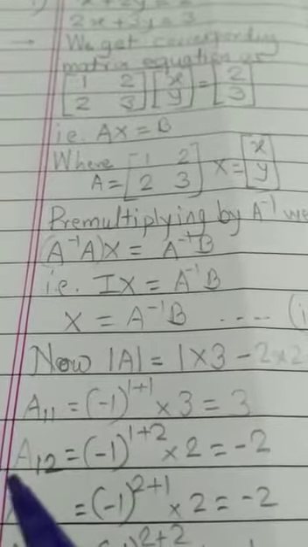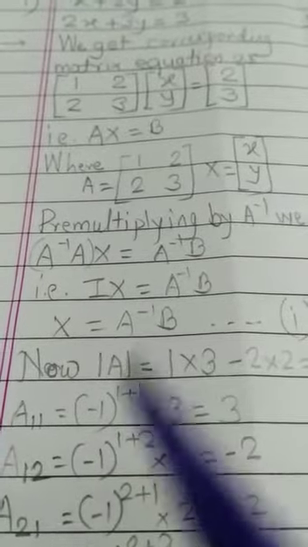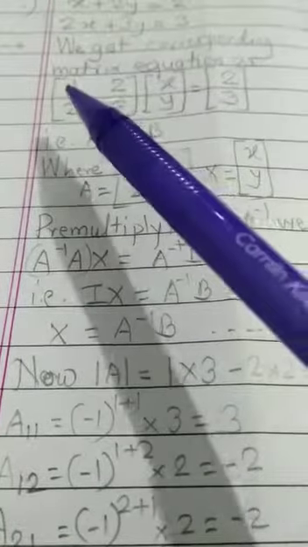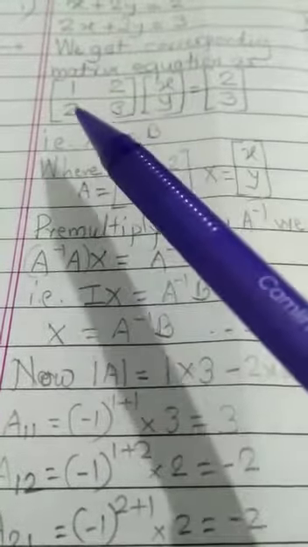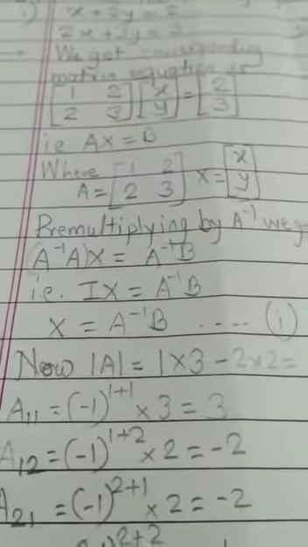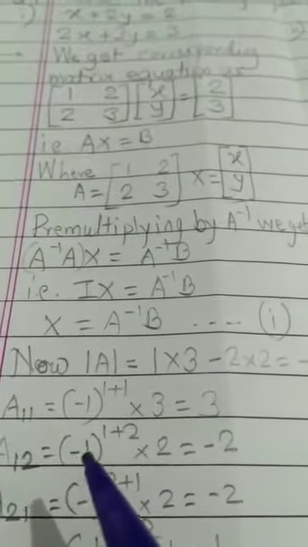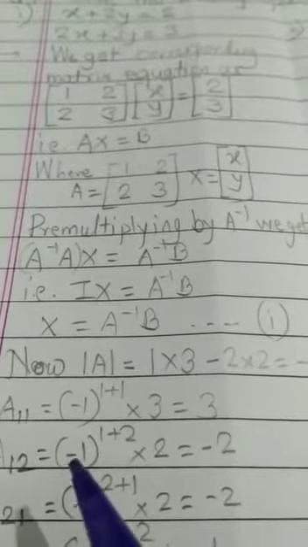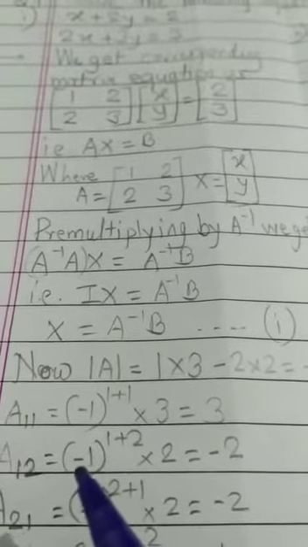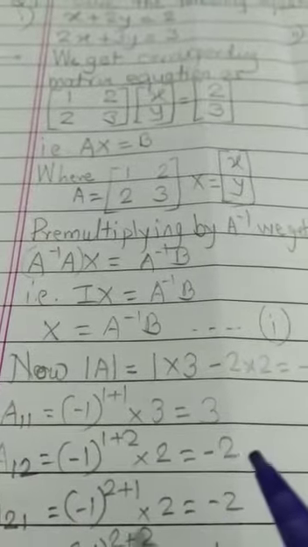A12, minus 1 raised to 1 plus 2. First row, second column we have to delete. What remains here is 2. So this 2 into this minus 1, because minus 1 raised to 3 is minus 1. So minus 1 into 2 will give you minus 2.